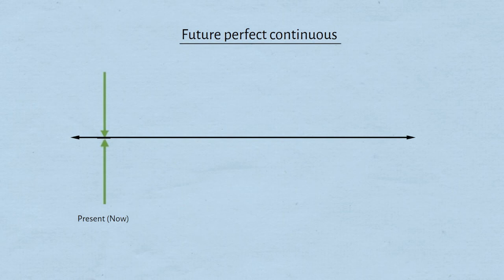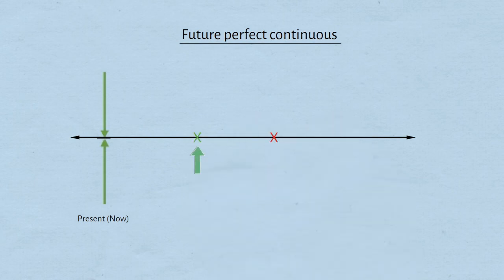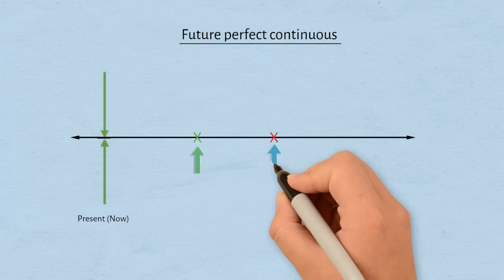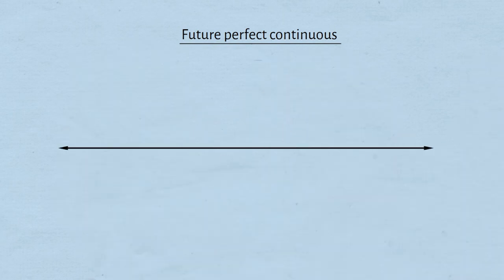The future perfect continuous, sometimes also called the future perfect progressive, is a verb tense that describes actions that will continue until a point in the future, or how long any activity will have been in progress before a particular time or an event in the future. So the main stress in using this tense is to show the duration.